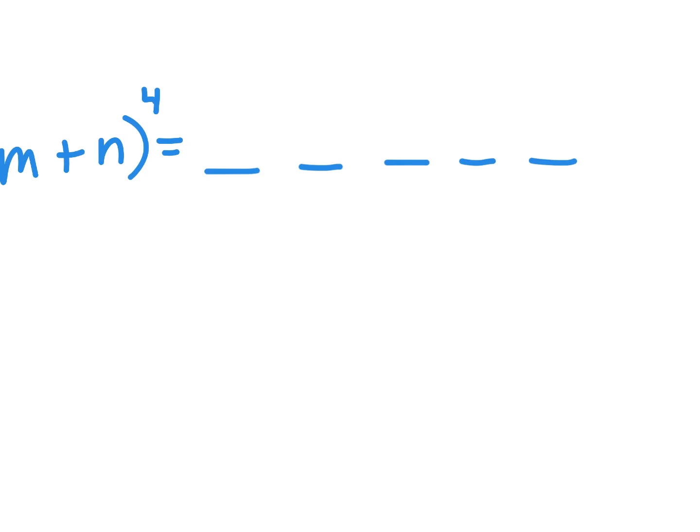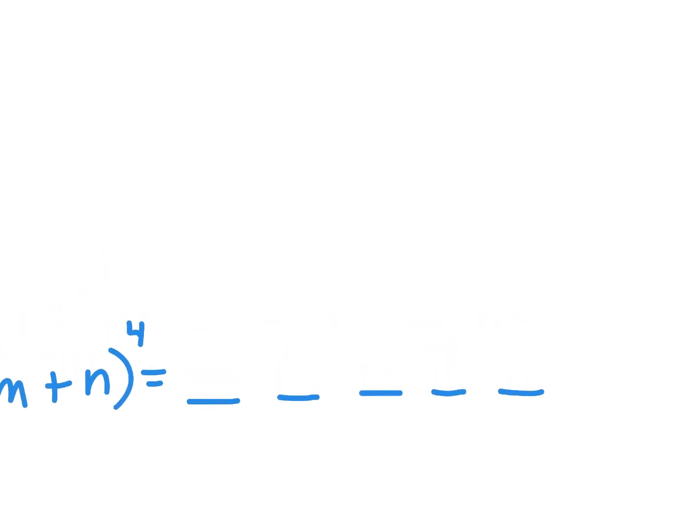If I said m plus n to the 4th power, the first thing you'd do is make 5 blanks. Notice it would be logical for you to think there's 4 blanks, but there's not. There's 5. Next, you got to have this 1, 4, 6, 4, 1 thing, but where the heck do you get that from? If I were you, I'd make my own.